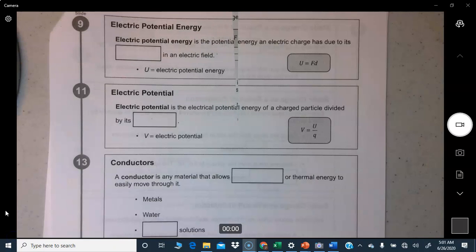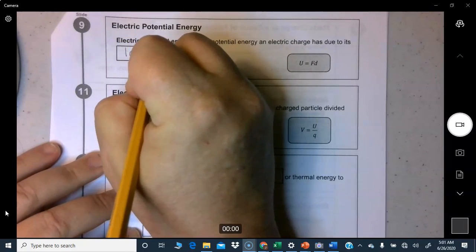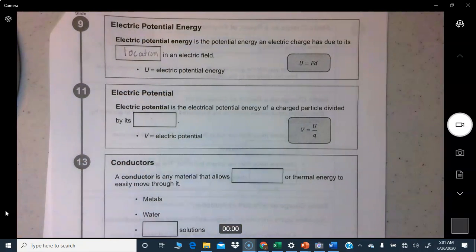Okay, now moving on to page 5 of the guided notes. Electric potential energy is the potential energy an electric charge has due to its location in the electric field. And there you see the formula for potential energy. Electric potential, don't get the two confused. Potential energy is measured in joules. Electric potential is another word for voltage. So you need the potential energy divided by the charge to get the voltage, or the voltage times the charge gives you the potential energy.